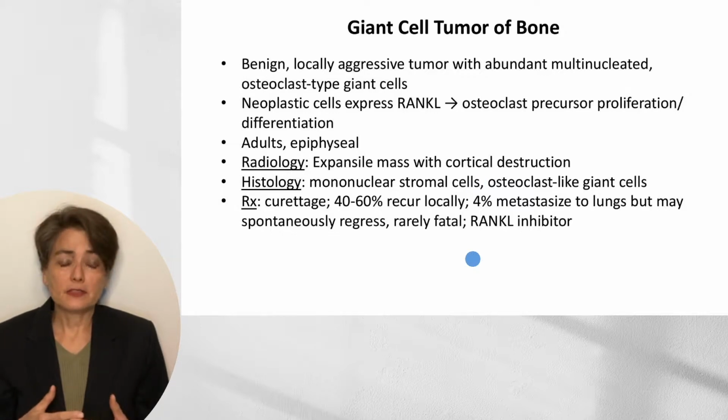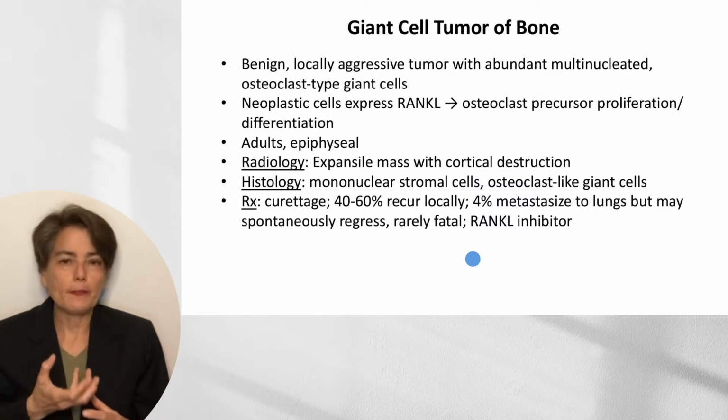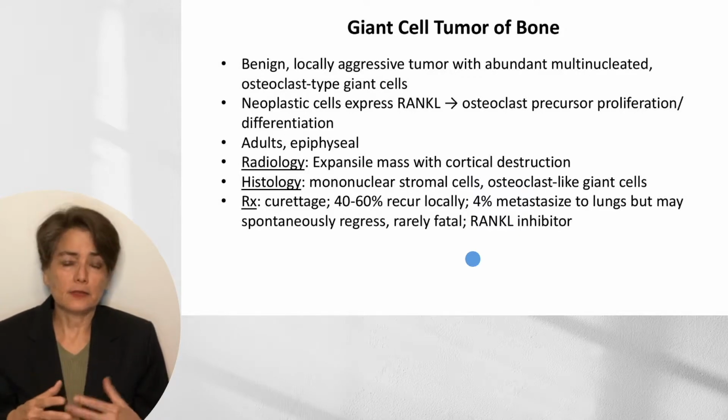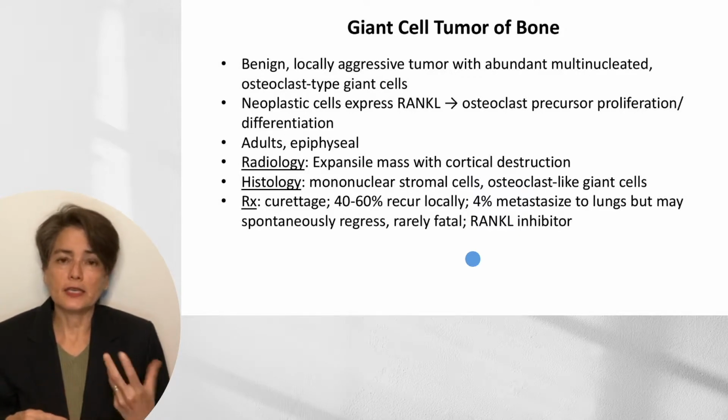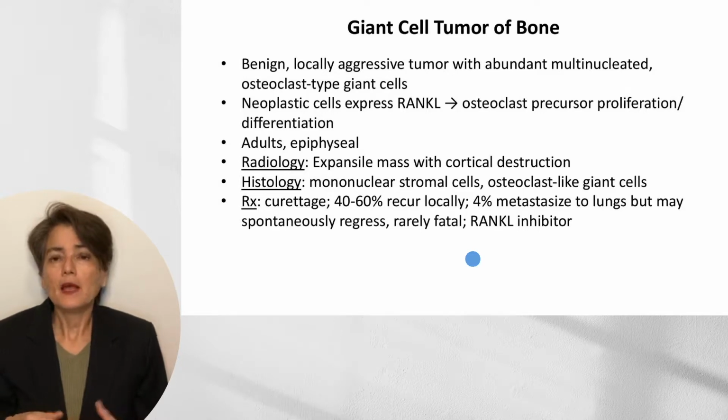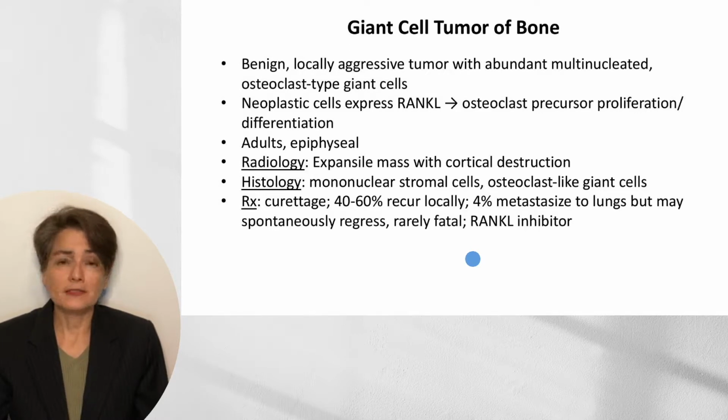Now, the treatment for this is typically curettage, so the surgeon will make an incision and scrape out everything there, perhaps add some sort of caustic agent to kill any residual cells. And even with this, about 40 to 60% will recur locally, and something which can also be concerning is that about 4% will metastasize to the lungs. However, unlike metastases of other sarcomas, such as osteosarcoma, they have a very indolent course that may even spontaneously regress and typically do not kill the patient.